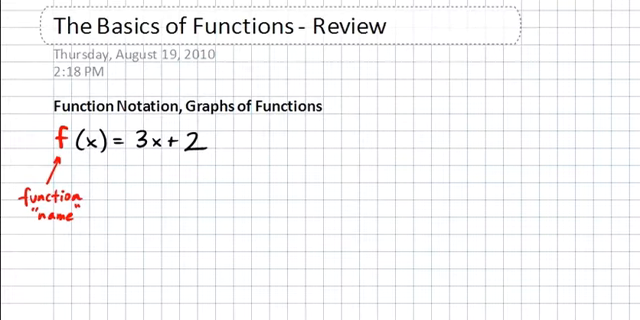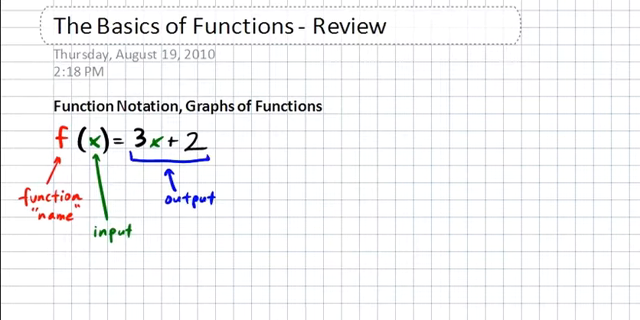So f is the function name, and we know that functions have inputs and outputs. So here, x is the input. Whatever's inside the parentheses is what our input is going to be. And then what's on the other side of the equal sign are our directions. How do we get the output? In this case, in order to get the output, we have to take that input, x, and multiply it by 3. Like I said, we could use t, we could use q, whatever. We're going to use x. So you take that x, you multiply it by 3, and then you add 2 to get our output.